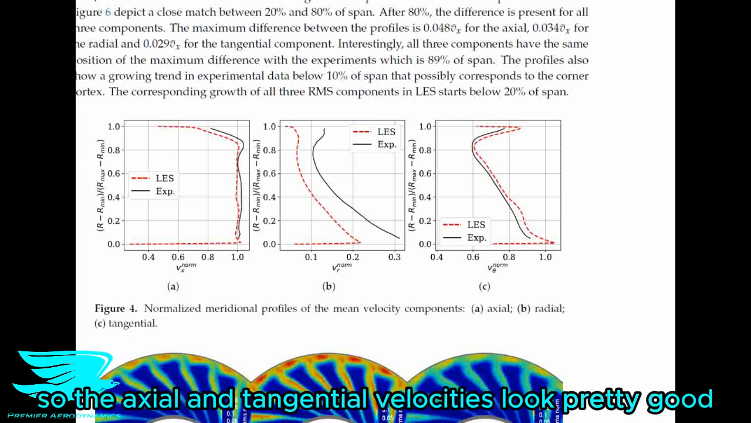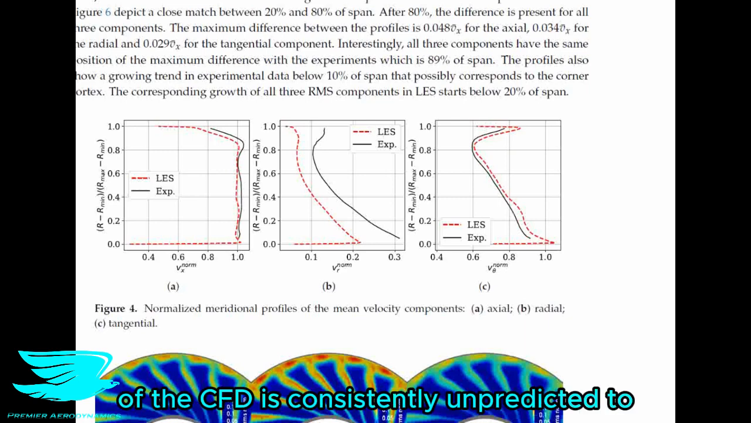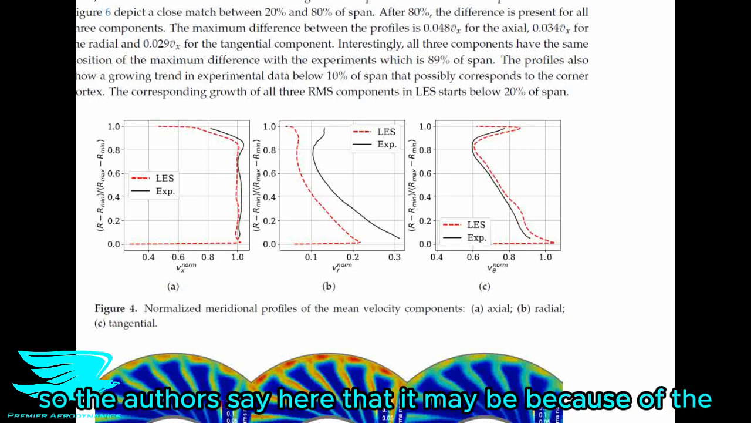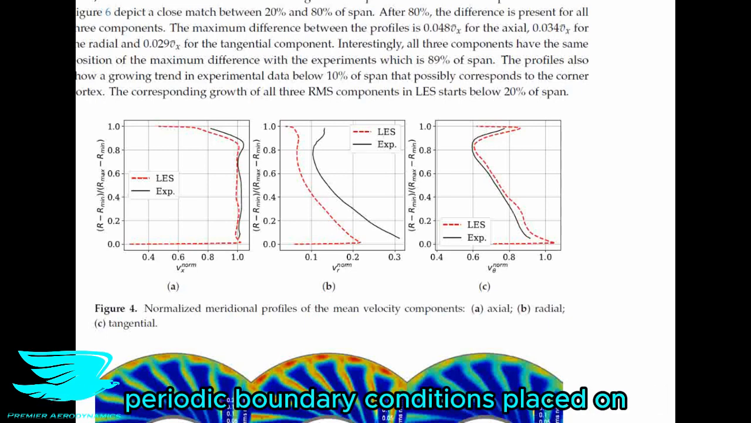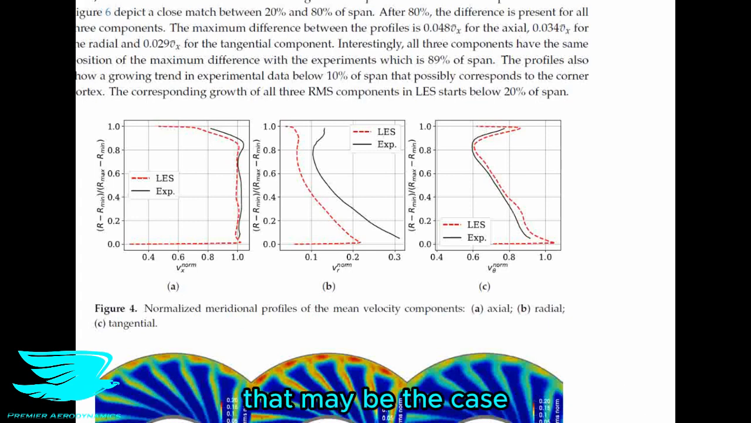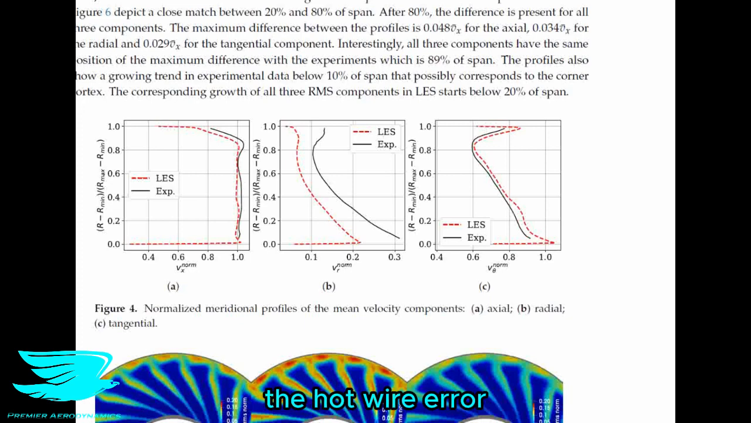So the axial and tangential velocities look pretty good, so the left and right figures, but the radial velocity of the CFD is consistently underpredicted compared to the experimental data, so this middle figure here. So the authors say here that it may be because of the periodic boundary conditions placed on the domain sides to replicate the entire rotor. That may be the case, but I think that it might also be still because of the hot wire error.